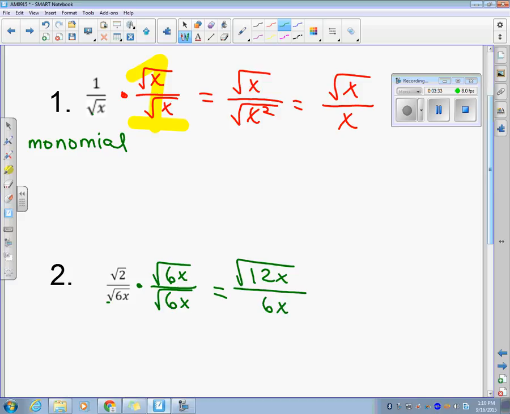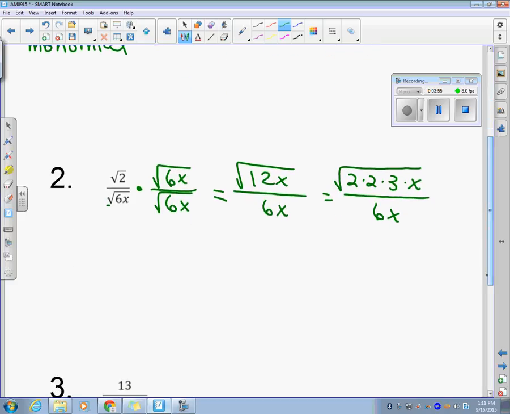Now, we still have to simplify these radicals because we might be able to reduce them. So we know that 12 can be factored. So 12 is 2 times 2 times 3 times x over 6x. And the 2 is going to come outside the radical. So it's going to be 2 square roots of 3x. Now, it might be tempting to cancel the 6 and the 3, or the x and the x, but you can't cancel if it's under the radical.